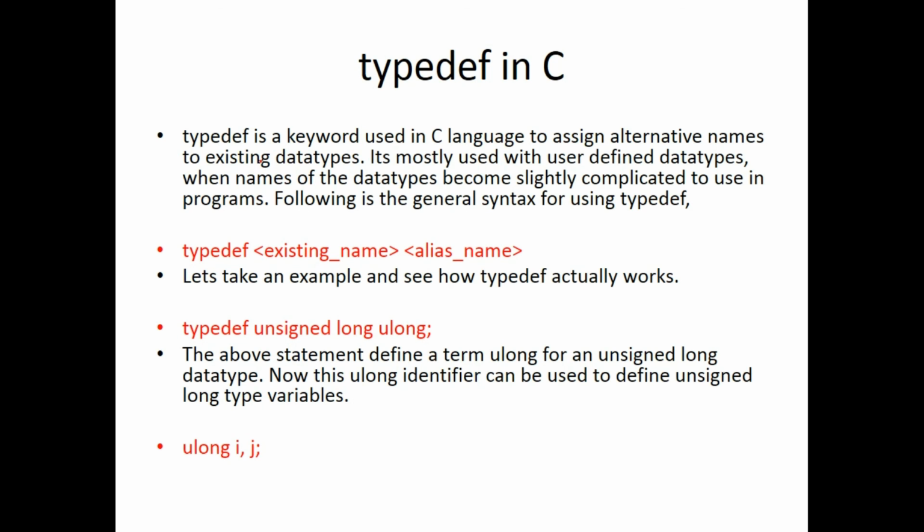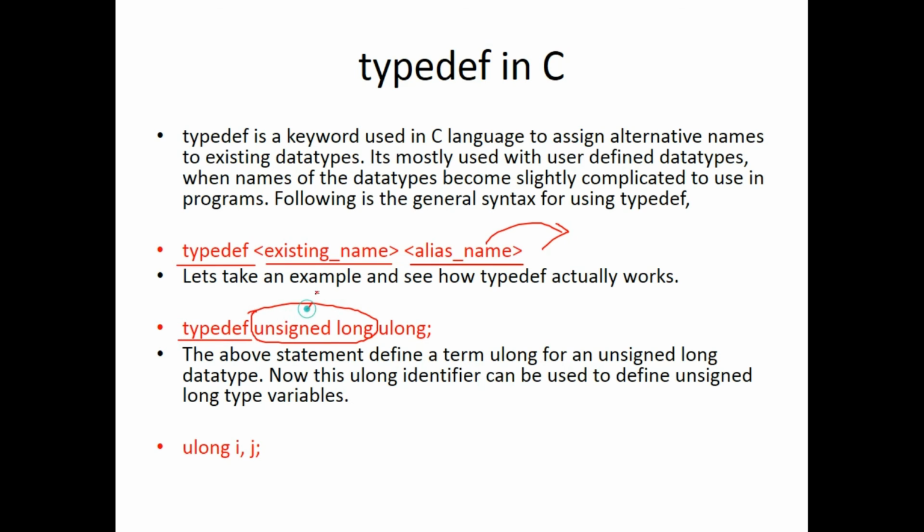Typedef is a keyword used in C language to assign alternative names to existing data types. It's mostly used with user-defined data types, when the names of data types become slightly complicated to use in a program. The following is the general syntax for using typedef: typedef, the existing data type name, and the alias name which you want to give for that data type. So we'll take an example, typedef unsigned long.